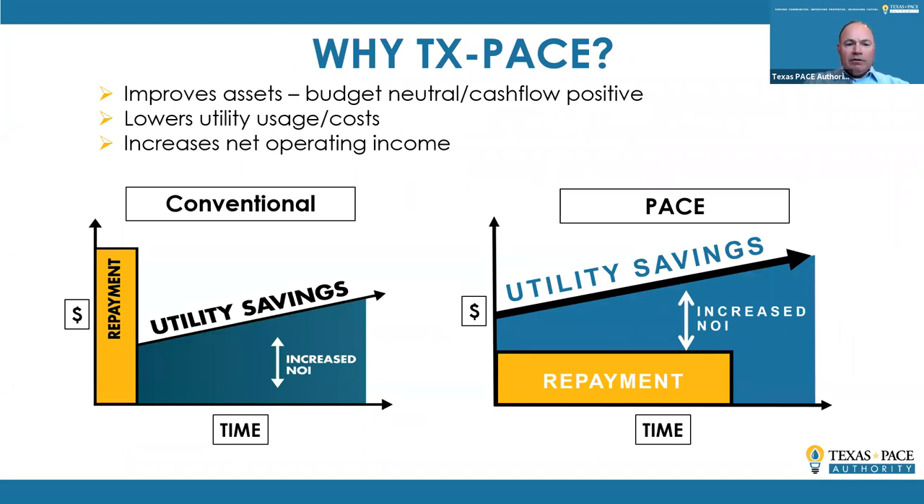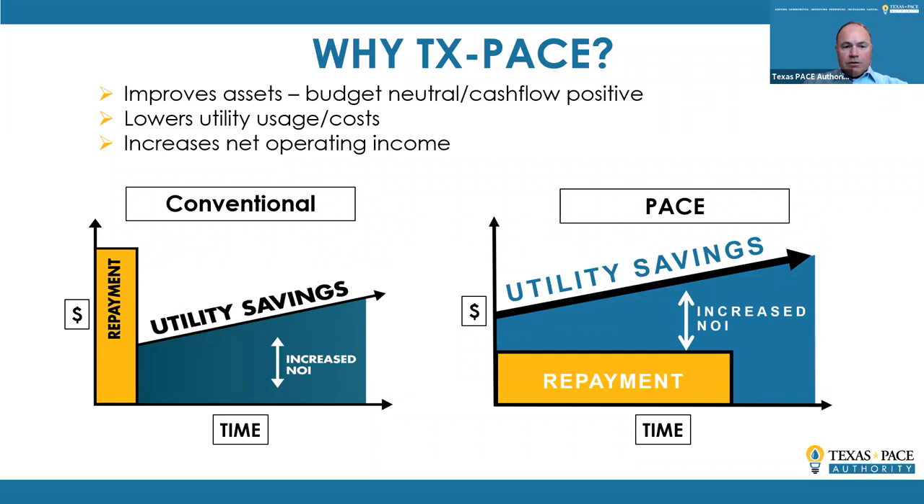So why Texas PACE, and why does this make sense? Well, it's a means of improving these commercial real estate assets, buildings, manufacturing facilities, in a way that's budget neutral and cash flow positive. That's really key. Many of these projects remain undone because there's not adequate capital available, or you're upside down if you pursue conventional equipment financing. It lowers utility operating costs and increases your net operating income.